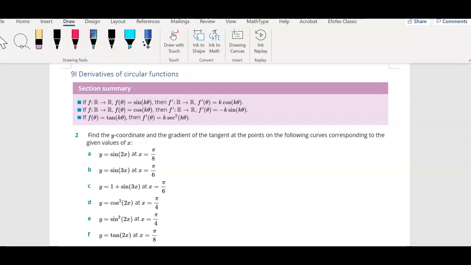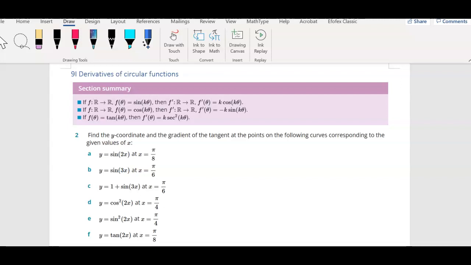Hi everyone, in this video we're going to go through 9i, derivatives of circular functions. So the rules are there for you in the pink section summary. The derivative of circular functions is not that difficult. You do need to know them off by heart, obviously, and your exact values as well. So that kind of adds a layer of challenge.